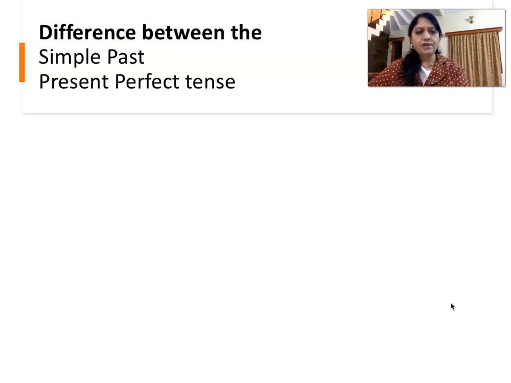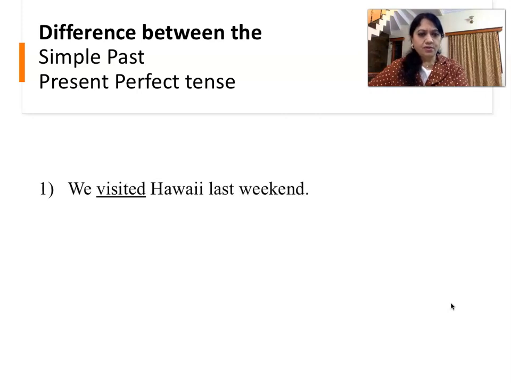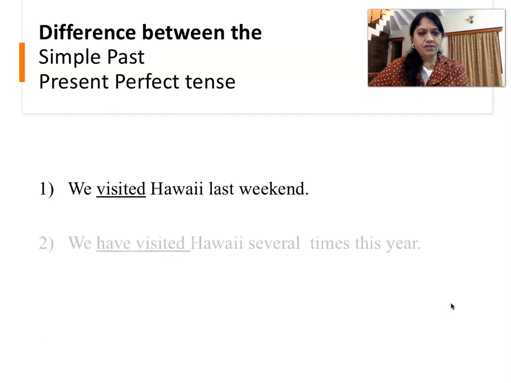Difference between simple past and present perfect tense. This is a very important note, and you can record this because you'll be coming across this on and off. We visited Hawaii last week. We have visited Hawaii several times this year. Now, what is the difference between these two sentences? We visited Hawaii last weekend. So here, the action is over as well as the time period has ended.